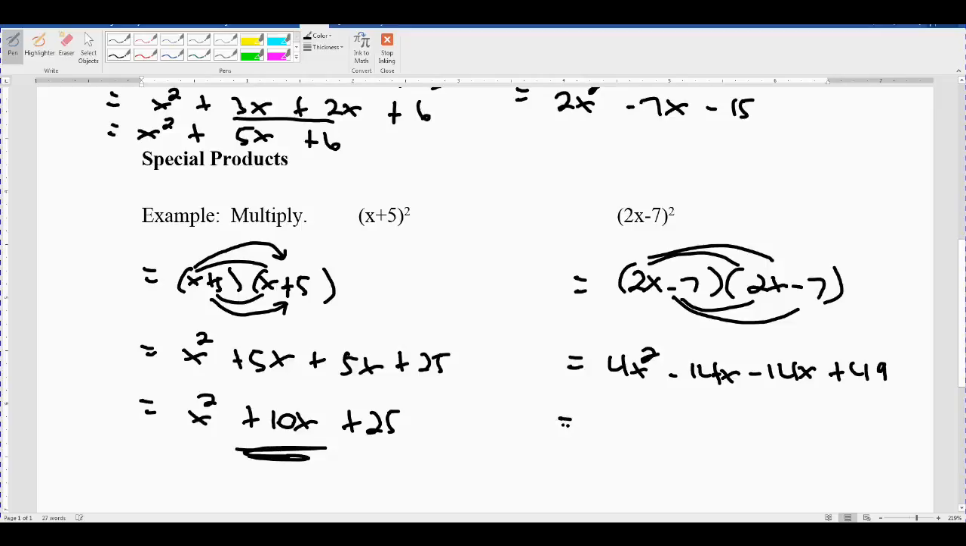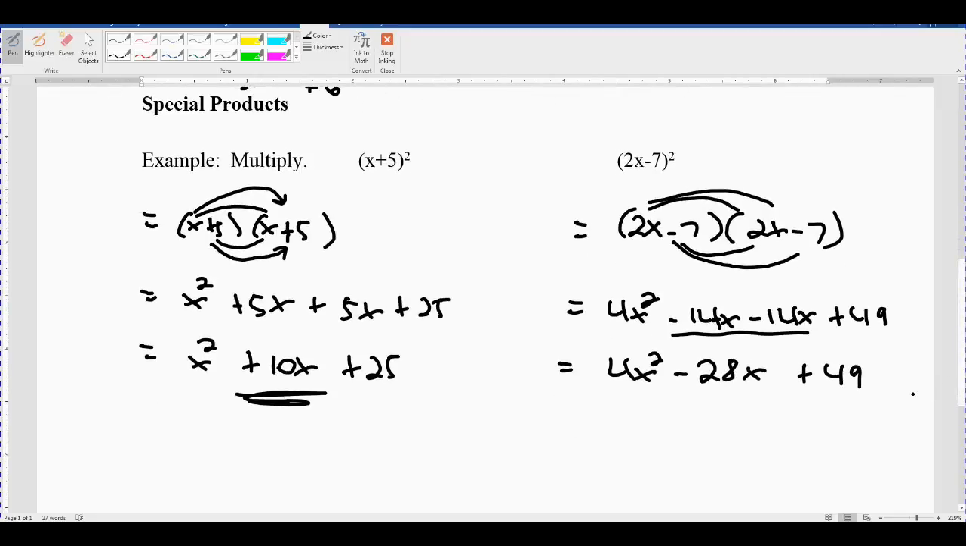Always watch your signs. Combine like terms. These are both negative. Negative 14x, negative 14x is negative 28x. And then the plus 49. Watch the signs at all times. Cannot stress the importance of that.